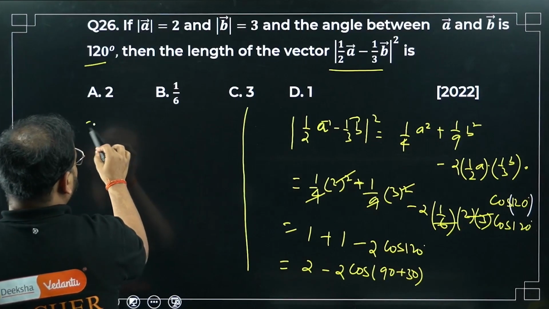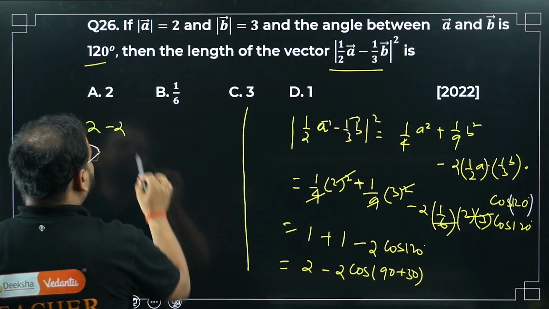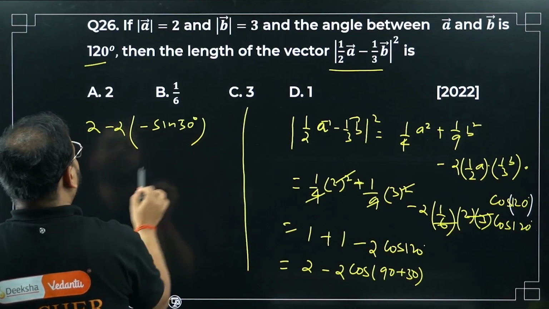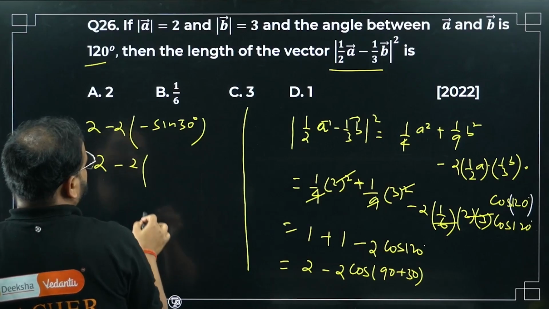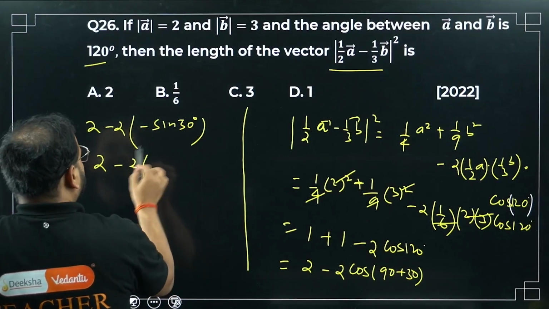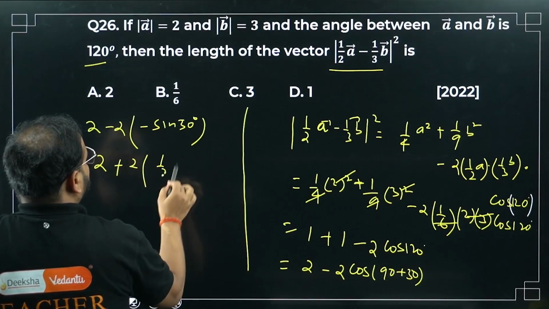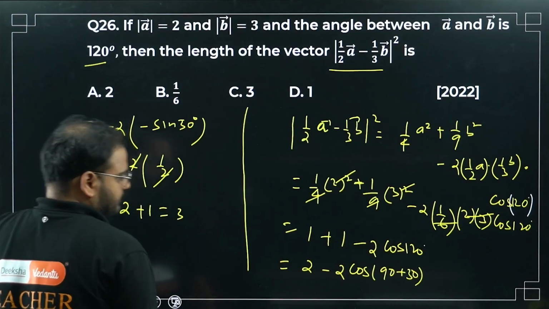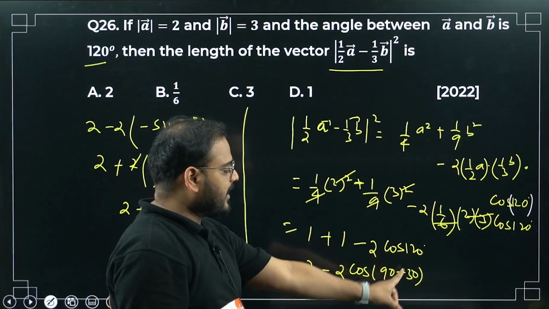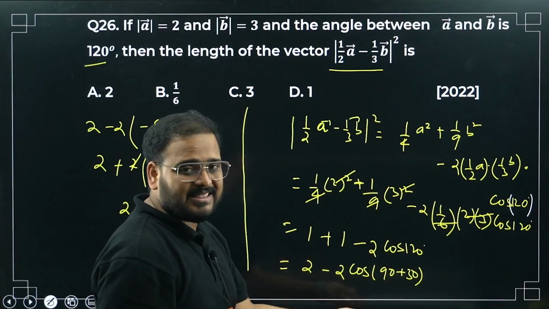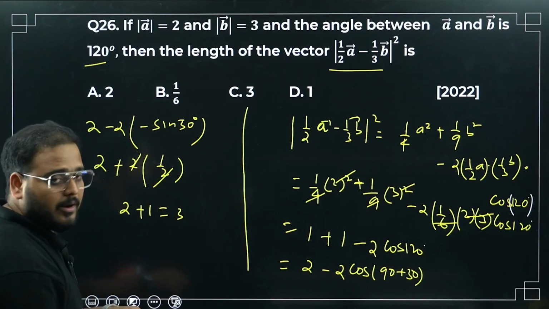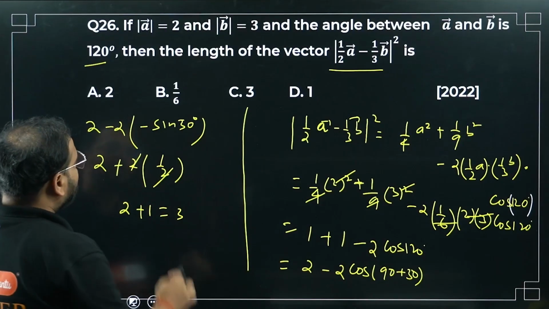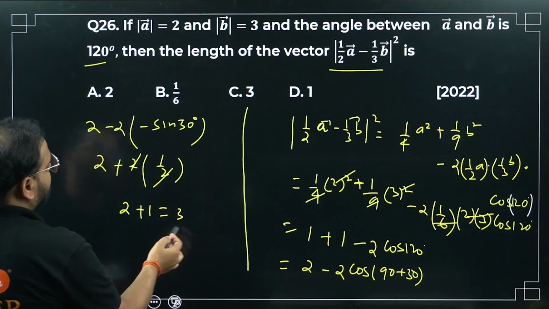What is it going to be? 2 minus 2, cos will become minus sine 30 degrees. 2 minus 2, how much is that? Minus will become plus over here. Sine 30 is 1 by 2. 2 and 2 cancel. What is the answer? 2 plus 1, so 3. Please check, 120 I have written as 90 plus 30. So cos of 90 plus 30 is sine 30, but second quadrant, so negative. So minus sine 30, minus becomes plus. Sine 30 is 1 by 2. The 2 cancels. I have the answer as 2 plus 1, which is 3.